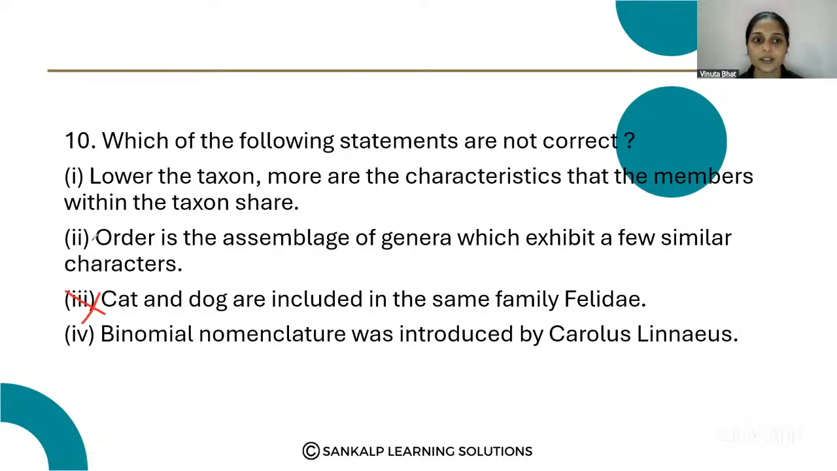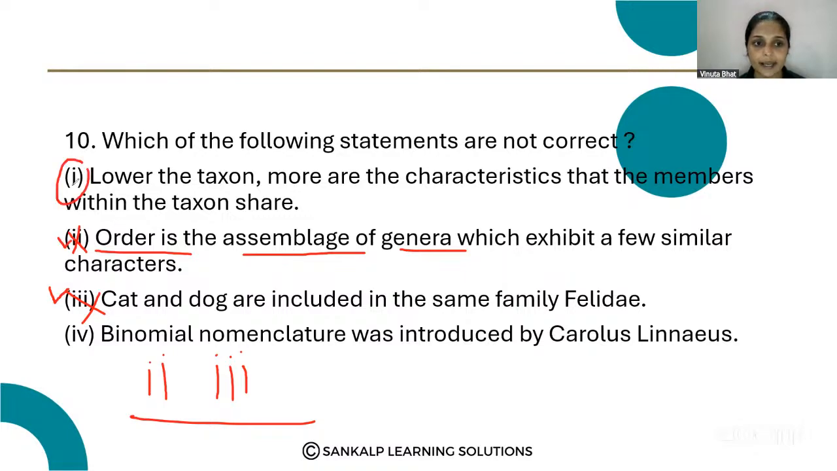Yes, sorry. This order is the assemblage of genera. So that one is also a wrong answer, because order is not an assemblage of genera which exhibit few similar characters. So both these sentences are wrong. So options 2 and 3 are the wrong answer. Sorry. Here, this one is also wrong and this one is also wrong. Both 1 and 4 are the correct ones: binomial nomenclature was introduced by Carolus Linnaeus, and lower the taxon, more are the characteristics that members within the taxon share.